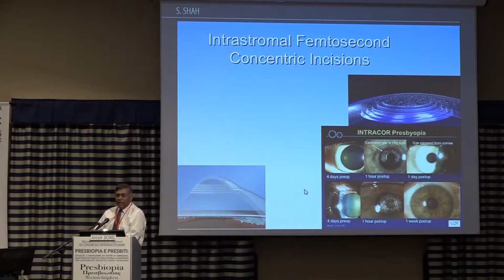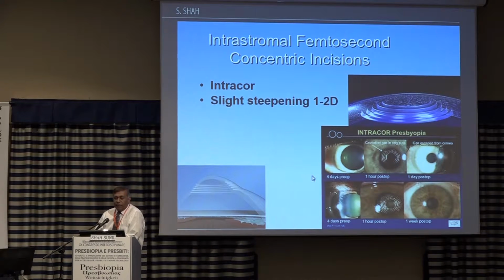So one of the companies is Bausch & Lomb, pioneering intrastromal femtosecond concentric rings. This is called Intracor, and the idea is that you don't open these up at all. It's just done intrastromally, and you get a slight steepening of 1 to 2 diopters in the central area. You can see on these pictures that straight after having the femtosecond, you can see the air bubbles within the cornea itself. And within a day or a week, the air bubbles have gone, and you can't see very much anymore.